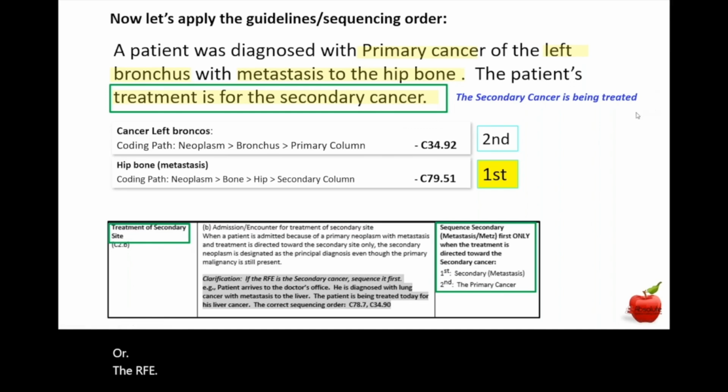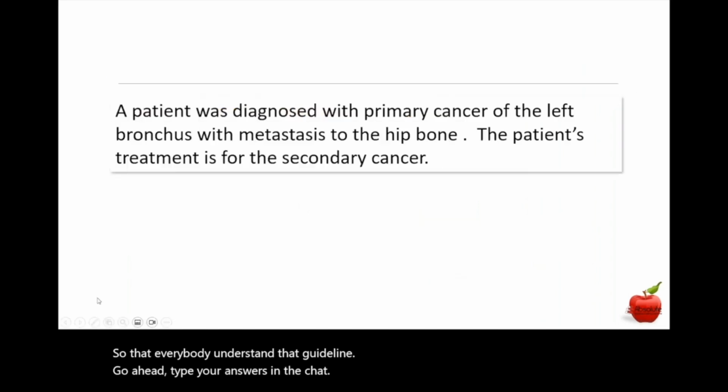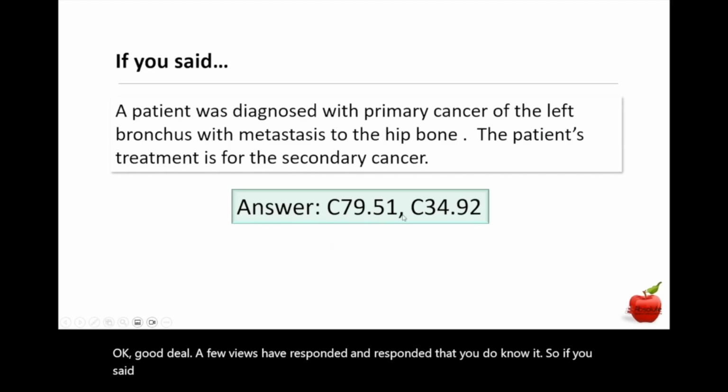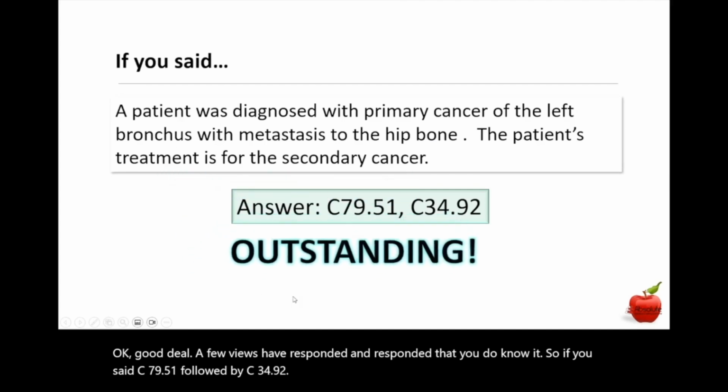All right. So did everybody understand that guideline? Go ahead, type your answers in the chat. Okay, good deal. A few of you have responded that you do know it. So if you said C79.51 followed by C34.92, outstanding.